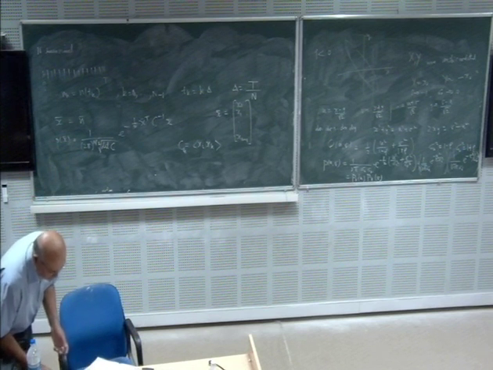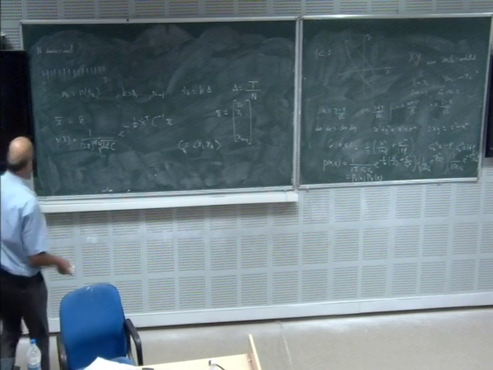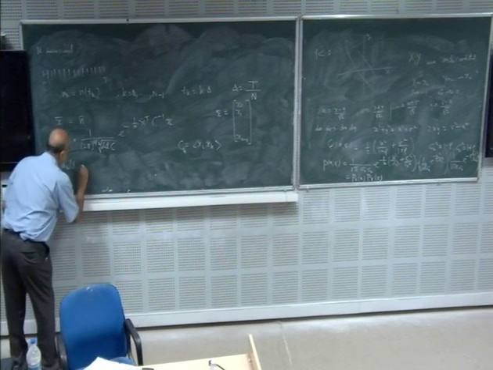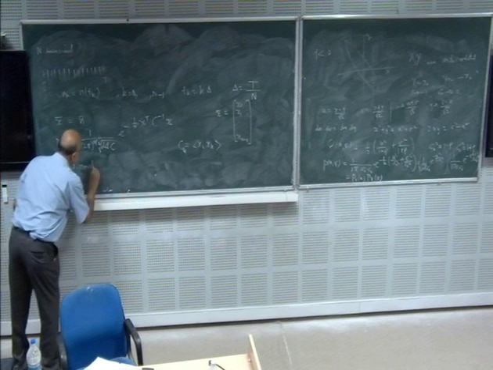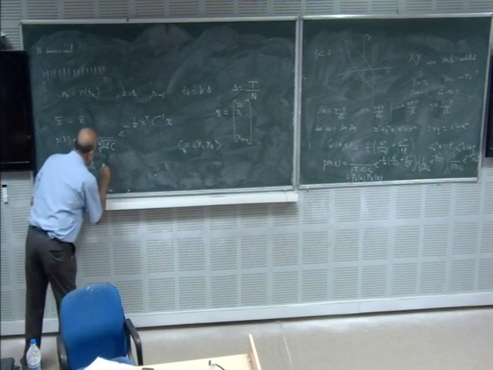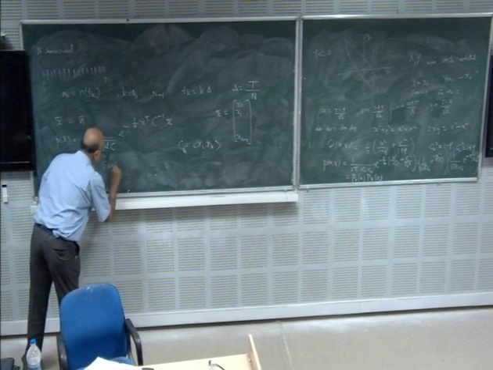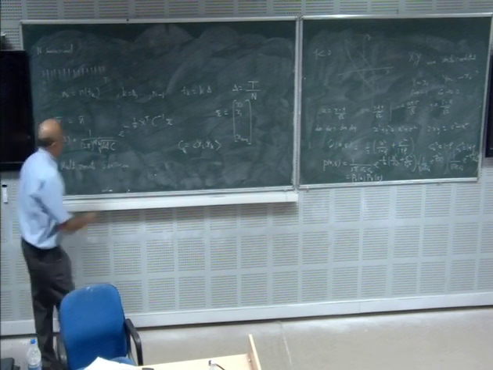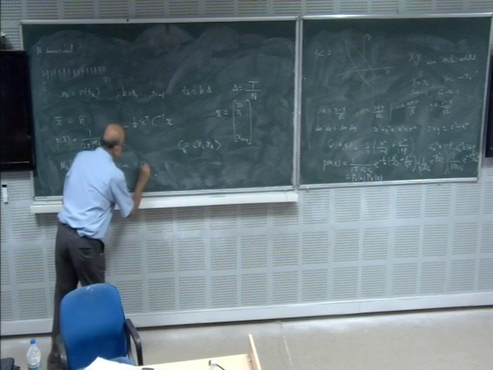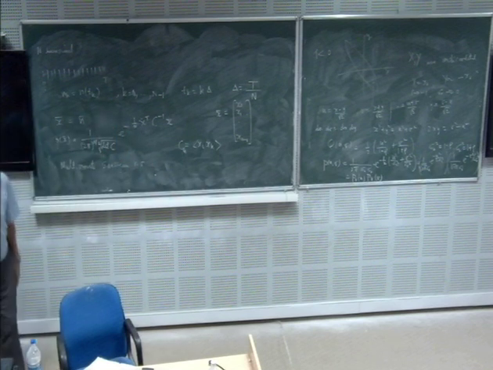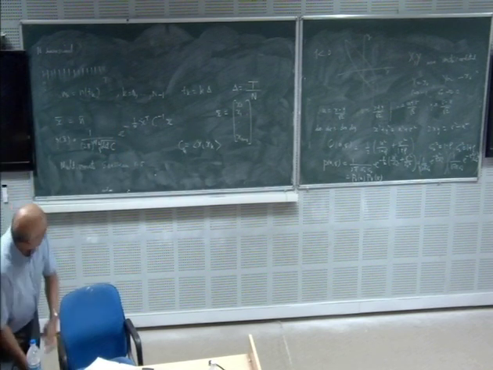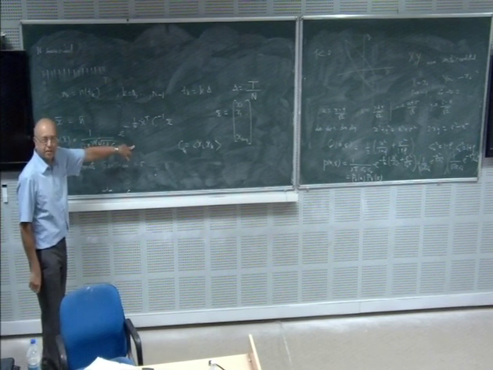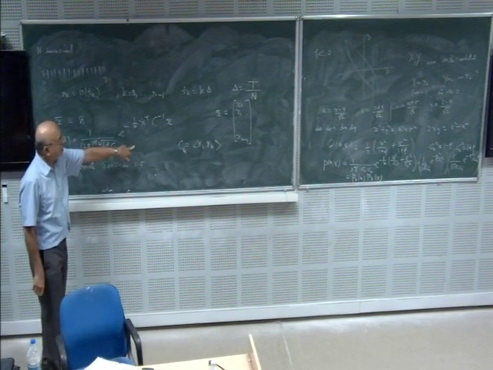So this is a multivariate random variable. It's a vector random variable. Okay. So this is called a multivariate n-dimensional random variable.